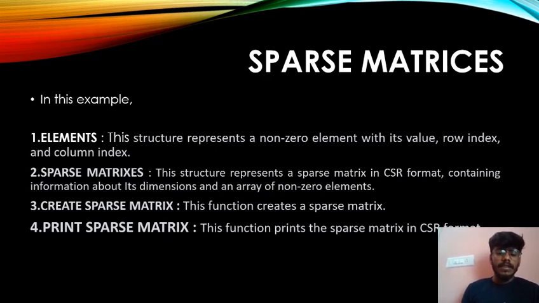Next, in the previous slide, one example is there. In that example, the elements represent the structure of a non-zero element with its value, row index and column index. The sparse matrix structure represents a sparse matrix in CSR format containing information about its dimension and an array of non-zero elements. Create sparse matrix: this function creates a sparse matrix. Print sparse matrix: this function prints the sparse matrix in CSR format.